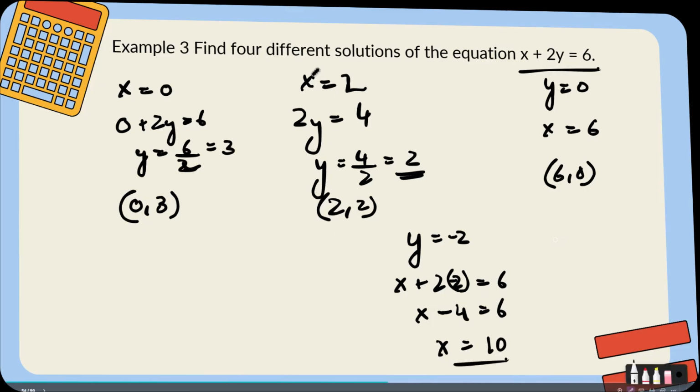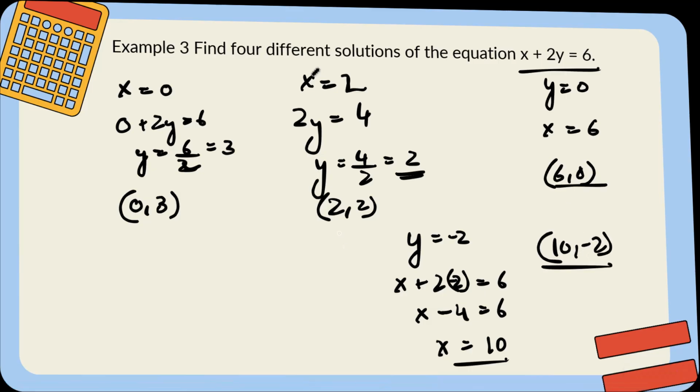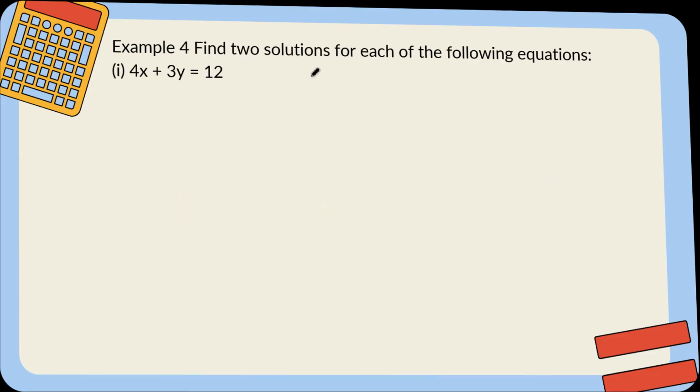So we have 10, minus 2. So we have the 4 values 1, 2, 3, 4. 4 solutions. Like that you can find n number of solutions because it is infinitely many solutions. Find 2 solutions for each of the cases. 2 solutions, easy. Put x is equal to 0.